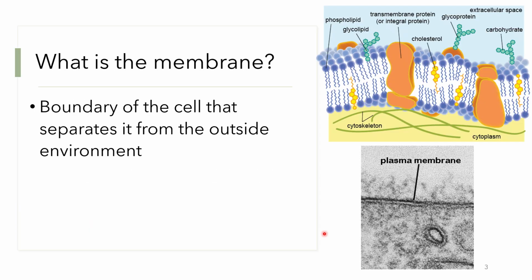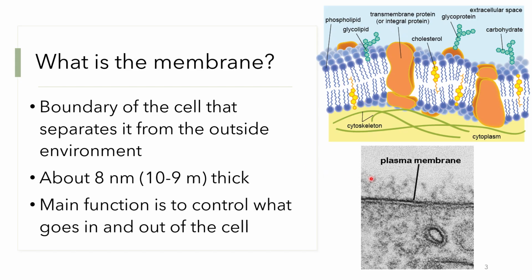So the cell membrane, also known as the plasma membrane, is the boundary of the cell that separates it from the environment. You need a way to say this gooey stuff is me and that gooey stuff is not me. So that's where the membrane comes in. It's a boundary. It acts kind of like the bouncer at a club, where it controls what goes in and out of the cell. It's highly flexible and fluid. It's a really cool structure. It's about 8 nanometers thick, so pretty small overall.